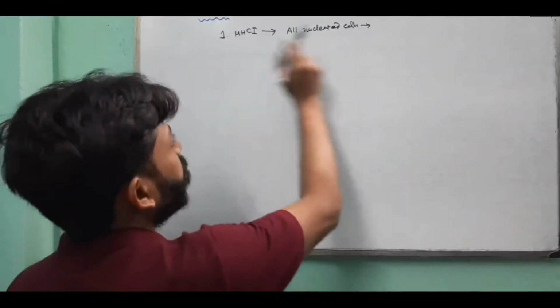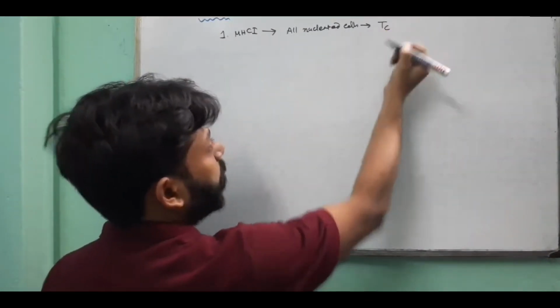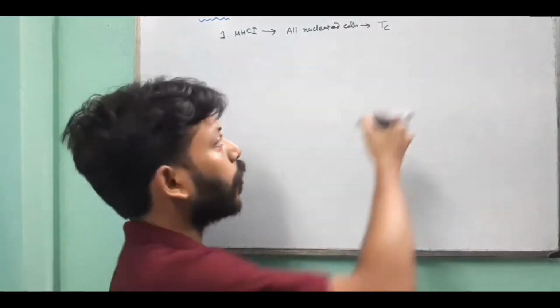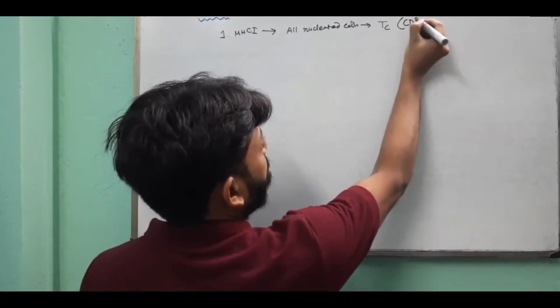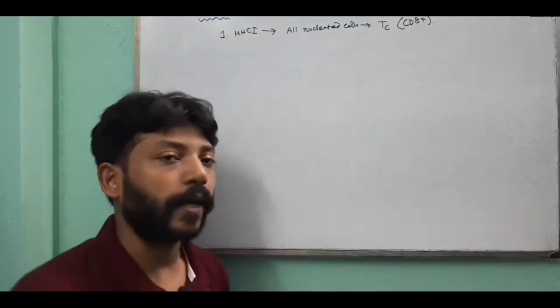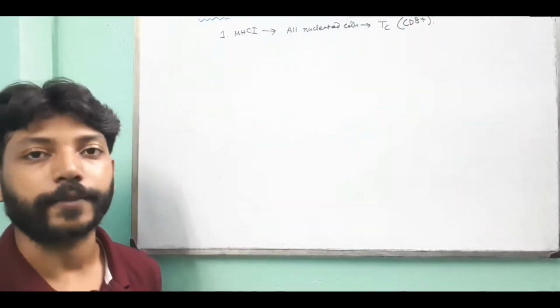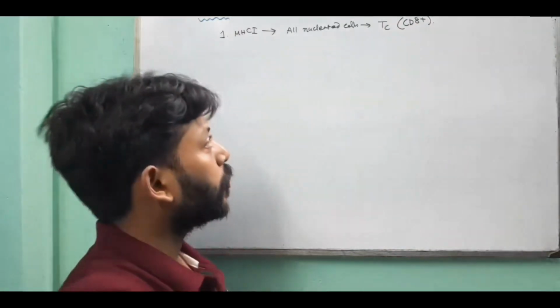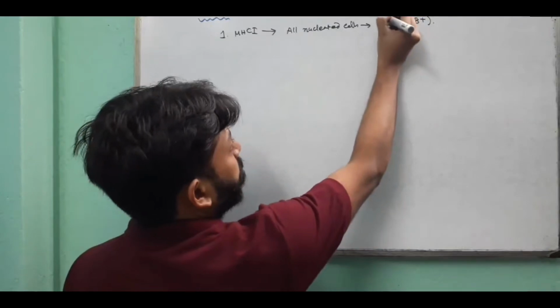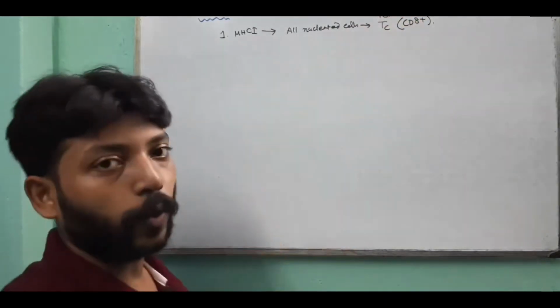And the MHC1 molecule is recognized by a subset of T cells called cytotoxic T cells. It is also known as CD8 positive cells because the cytotoxic T cells express a co-receptor called CD8. So these cytotoxic T cells have a T cell receptor that can recognize the MHC1 molecule.